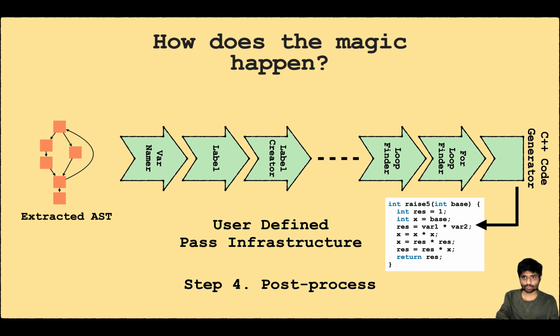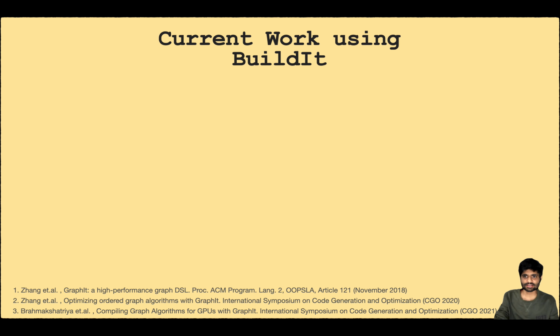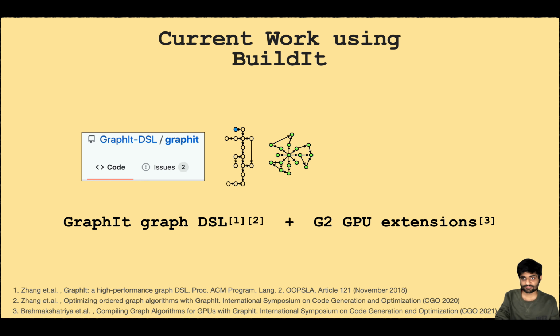We also have a few case studies where we applied BuildIt staging capabilities to generate specialized code. In this talk, I want to talk about an ongoing work where we are using BuildIt. We looked at the GraphIt DSL before, which is a domain-specific language for graph applications. Our recent work in CGO 21 added G2, the GPU extensions to GraphIt that enables it to generate high-performance CUDA code to be run on GPUs.